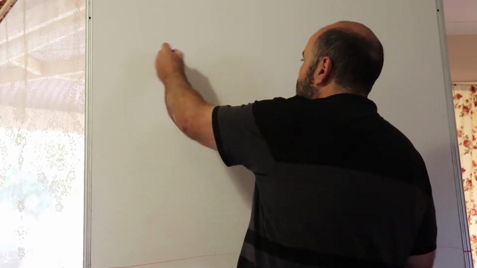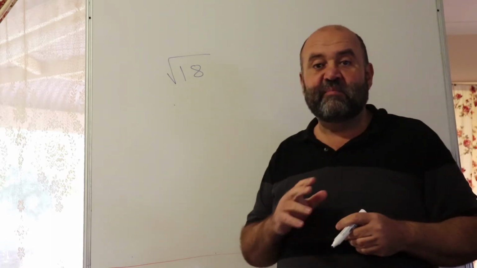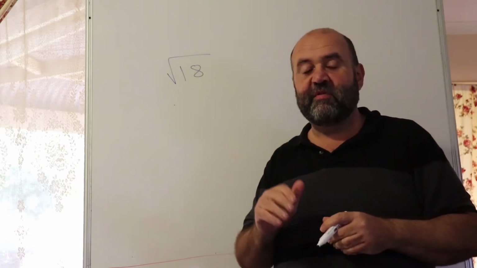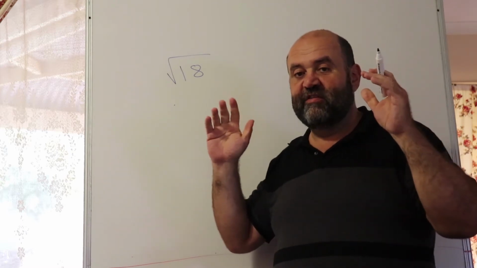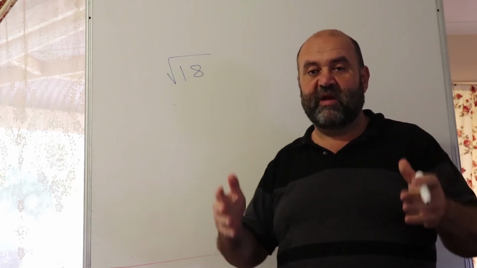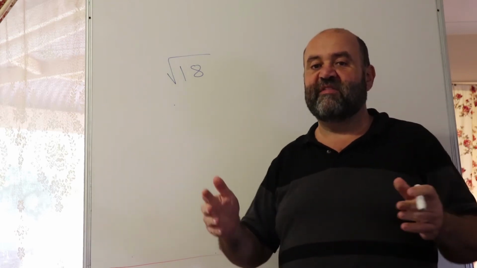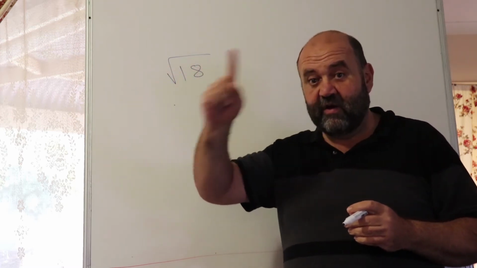Let's say I come along and I give you the square root of 18. And I tell you that I want you to simplify this surd. I want you to simplify the square root of 18. Remember, when we look at surds, we should always be thinking square numbers. Square numbers, square numbers, square numbers. I see a surd, I'm thinking square numbers immediately, straight away.